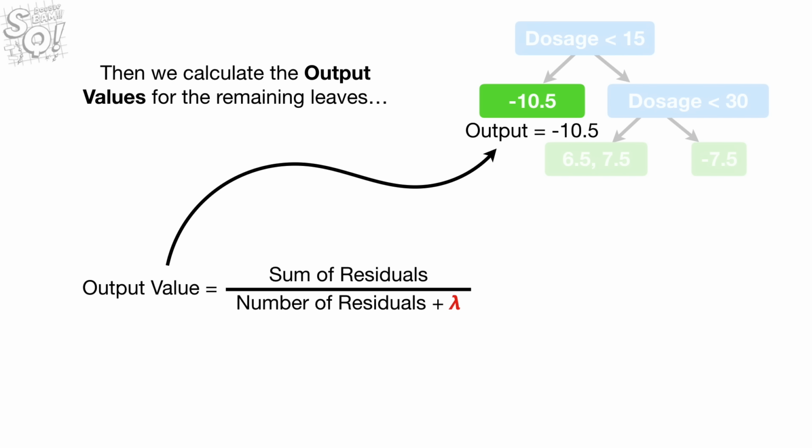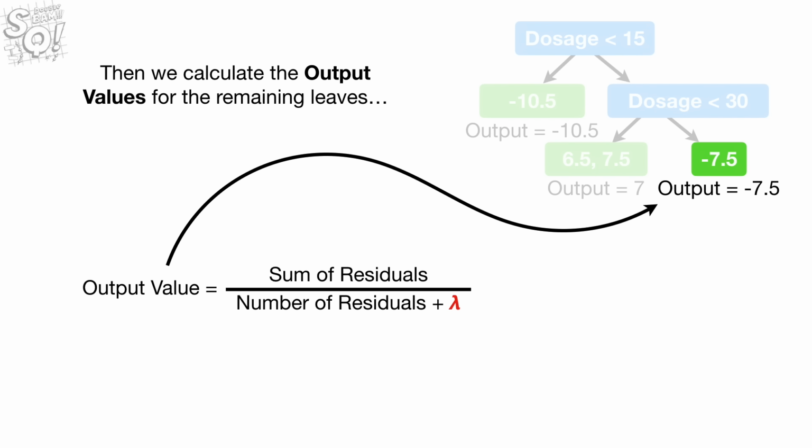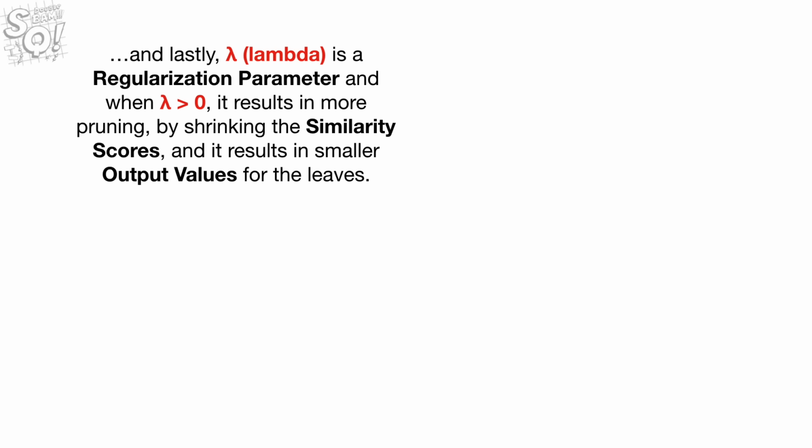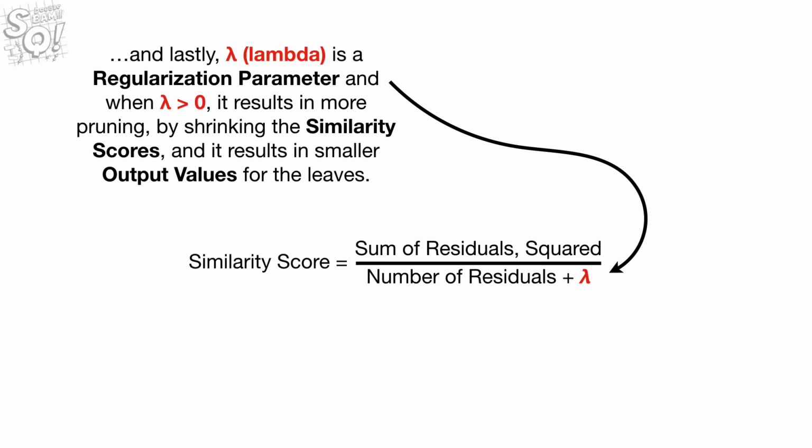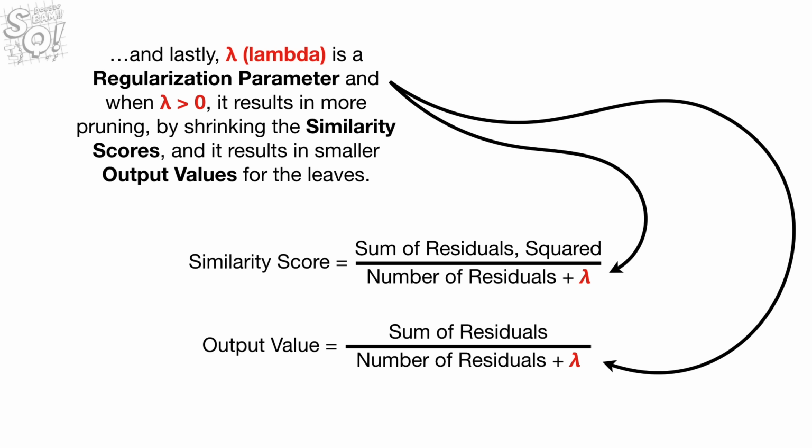Then we calculate the output values for the remaining leaves. And lastly, lambda is a regularization parameter, and when lambda is greater than 0, it results in more pruning by shrinking the similarity scores, and it results in smaller output values for the leaves.